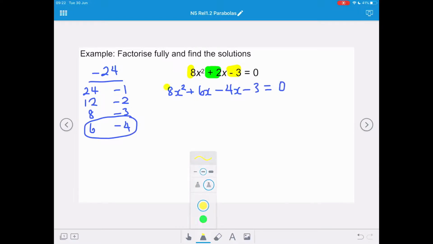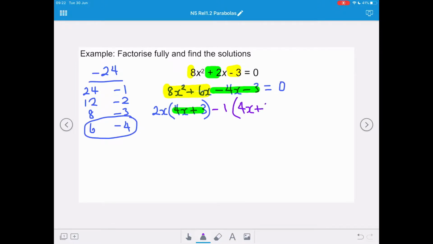Now we're going to look at the first two terms, the 8x squared plus 6x, and we're going to factorise them. So the highest common factor is going to be 2x, and that's going to be upon 4x plus 3. And then we're going to look at the second two terms, and that's the minus 4x minus 3. And remember, we want to have a repeated bracket, so we're going to take out a negative 1 upon 4x plus 3, and that's all going to equal 0. So our first bracket is going to be 2x minus 1. And our second bracket is going to be the repeated bracket 4x plus 3. And all that's going to equal 0.